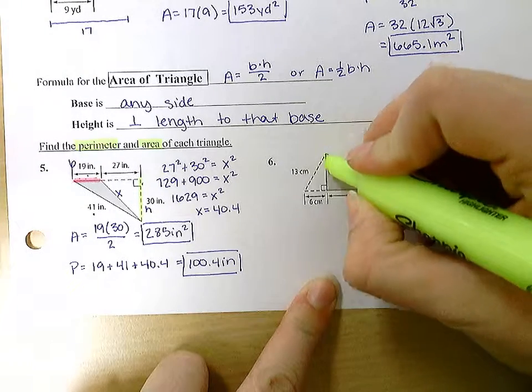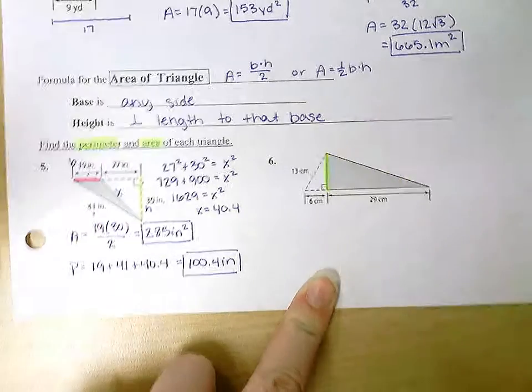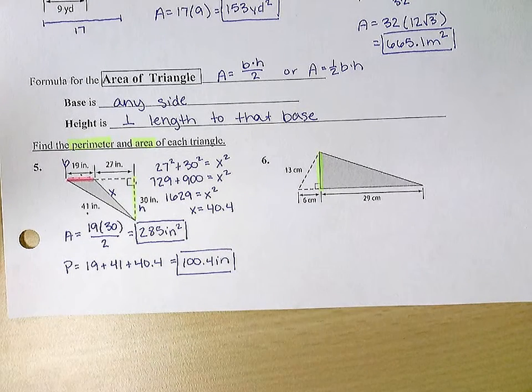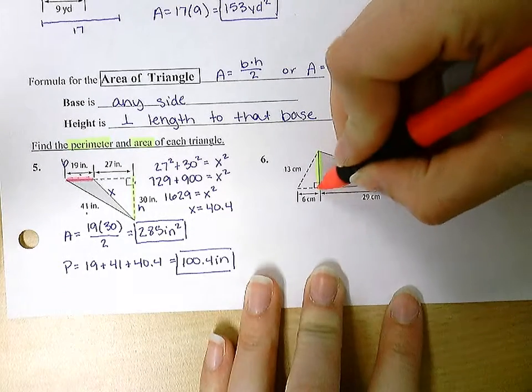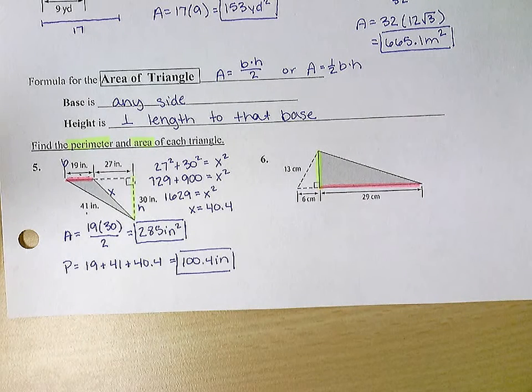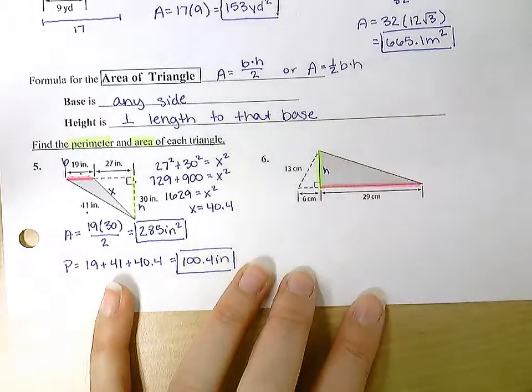So my height in this triangle would be this one right here. Okay, it's perpendicular right there. Okay, that means my base has to be 29 centimeters. So your height has to be perpendicular to that base, and you only include the part that's part of the shaded triangle. Well, I'm still missing this height right here.